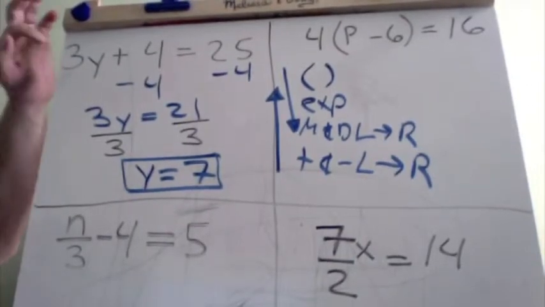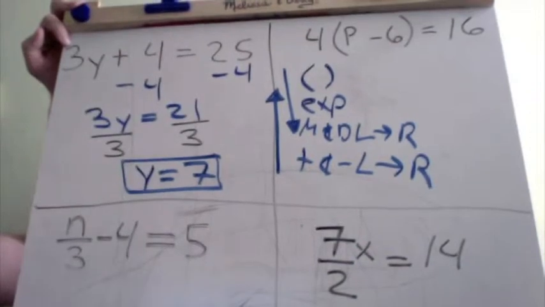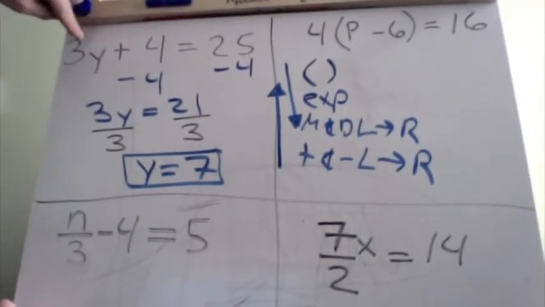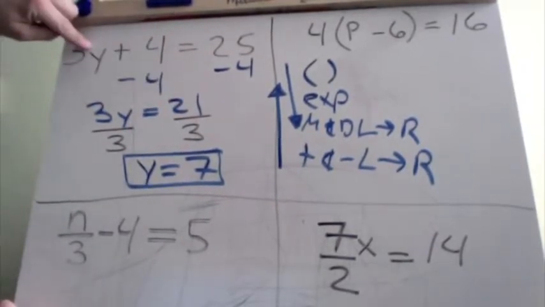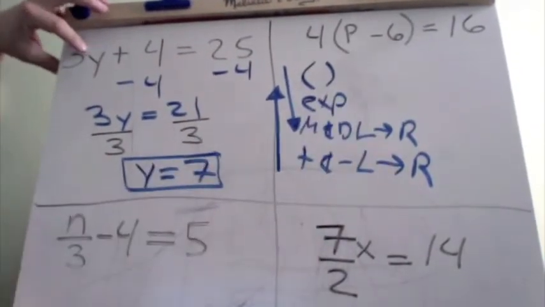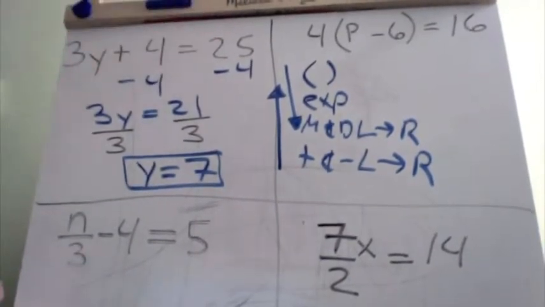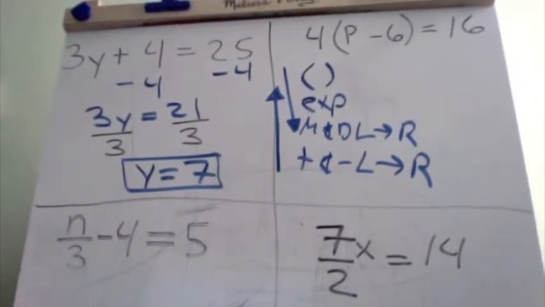Now, to check my answer, I can evaluate this side of the equation to make sure it works, following that order. In this case, I've only got multiplication and addition. So I plug the 7 in for y and do my multiplication first. 3 times 7 is 21, plus 4, what do you know? It does equal 25.